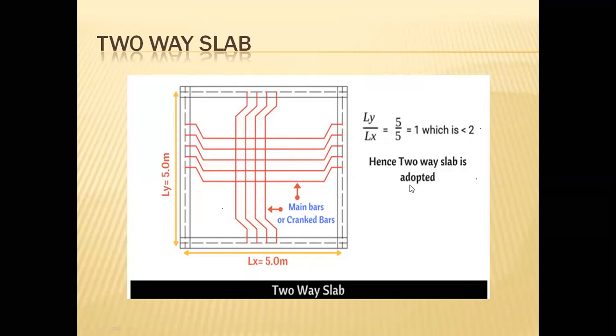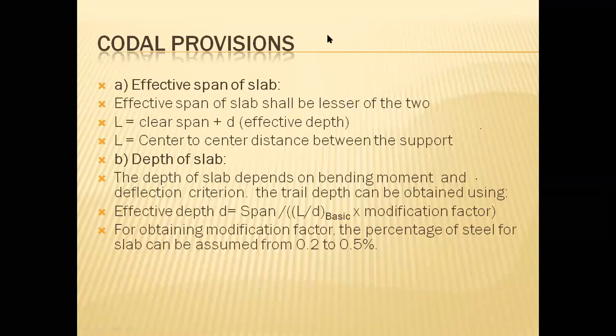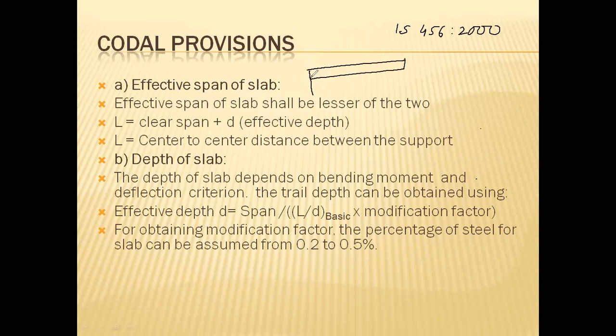This is two-way slab. So what are the IS code provisions for the design of the slab? What does IS 456 2000 say for that? Now, the very first is the effective span of slab. Say, if we have this slab, this is the thickness of the wall. This distance is the clear span, and this is the thickness of the wall.